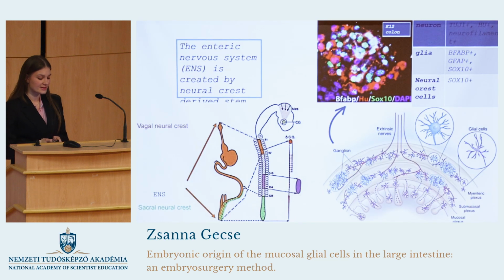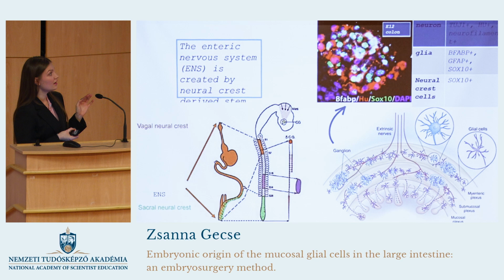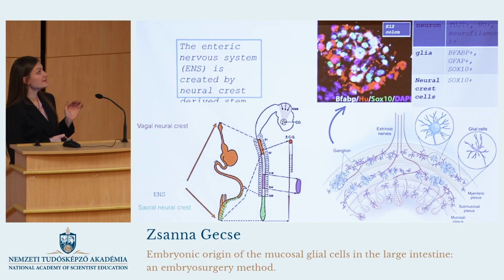The enteric nervous system is created by neural crest-derived stem cells. It's important to note that these stem cells colonize the colon from 2 different directions. First, the vagal neural crest cells colonize the colon from the cecum, and the sacral neural crest cells colonize the colon through the extrinsic innervation, and they are coming from the pelvic ganglion.